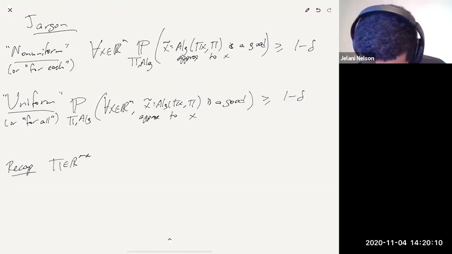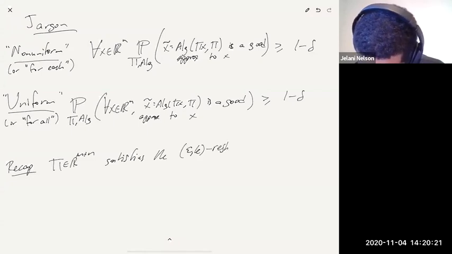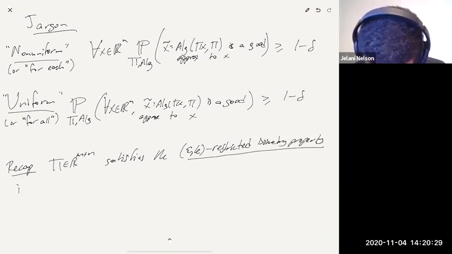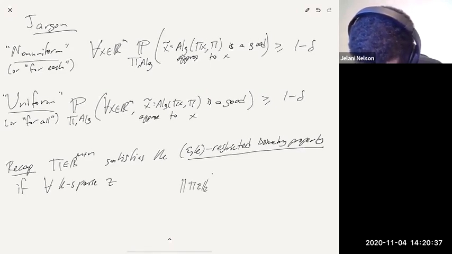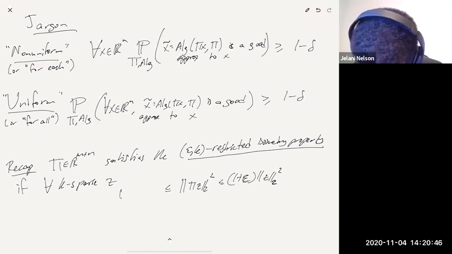Pi satisfies the epsilon, k restricted isometry property if for all k-sparse vectors z, if you look at the L2 norm of Pi z squared, it's at most 1 plus epsilon times the L2 norm of z squared, and it's at least 1 minus epsilon times the L2 norm of z squared.